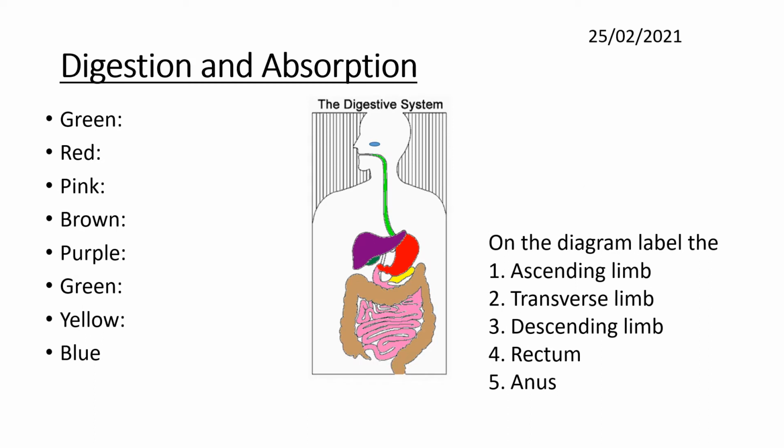This is an A-level biology presentation looking at digestion and absorption. So to get started, all you have to do is cast your mind back and identify all the parts of the digestive system. Pause the presentation now to give yourself some time to come up with your answers. When you're ready, you can restart and check how you've done. So pause now.